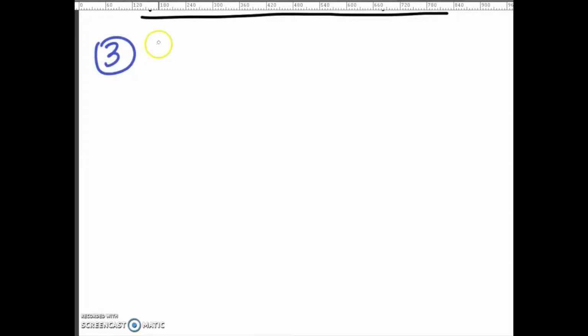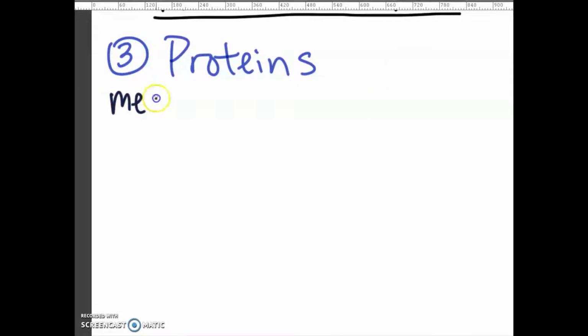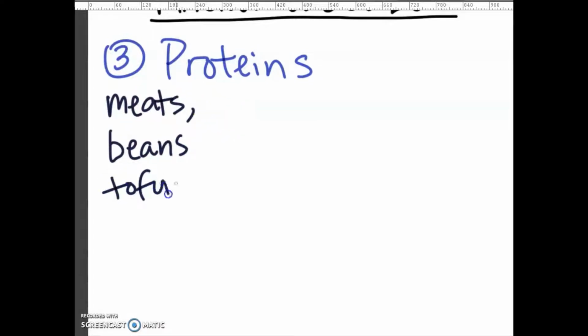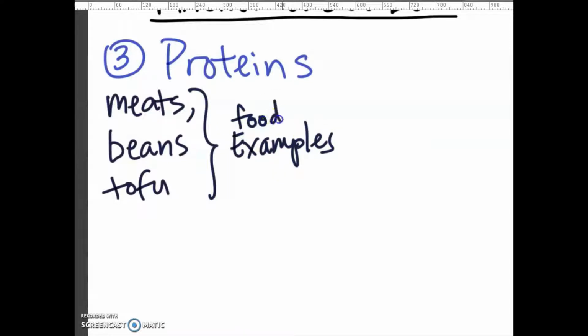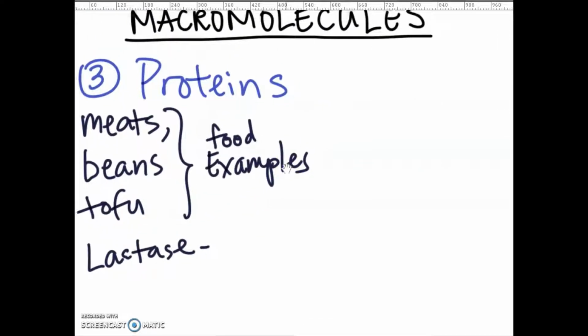Number 3, proteins. So people might also think that proteins are used for energy, but in fact they don't. So when you think about proteins, you think of meats, you think of beans, anything else that you can, or tofu perhaps, that you get your proteins from. These are all food examples. Some actual one that you may need to know is that there is a thing called lactase that is going to break down your lactose sugar.